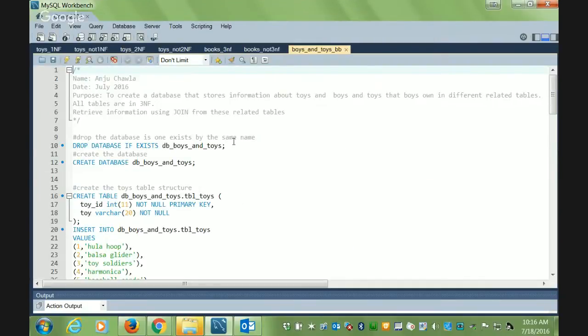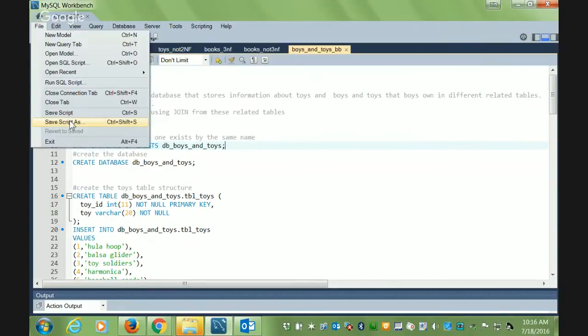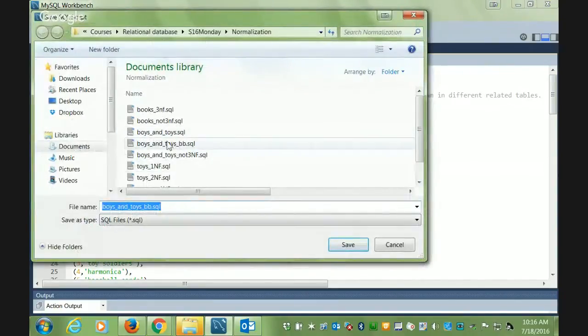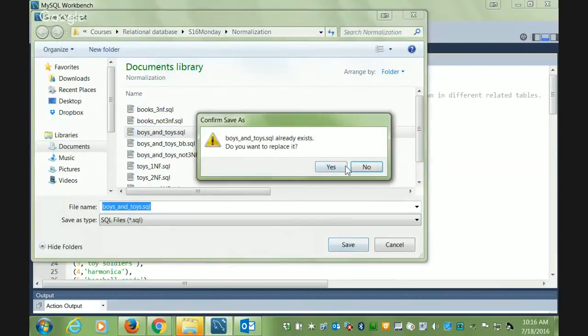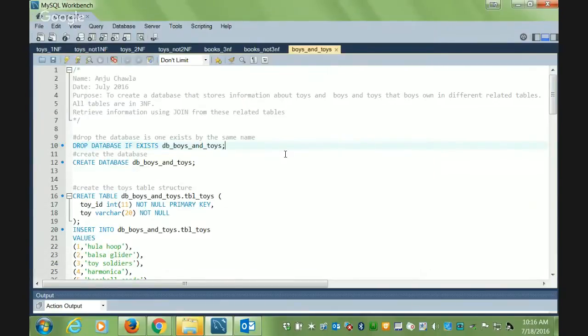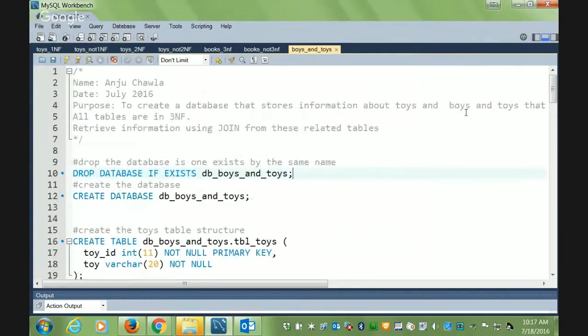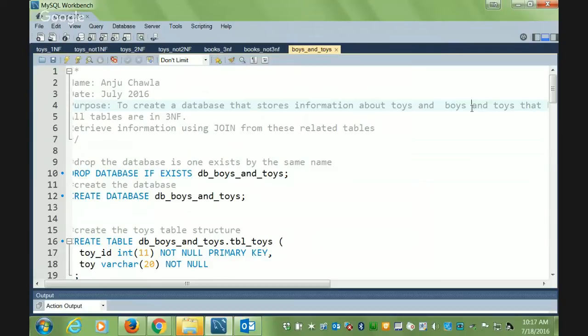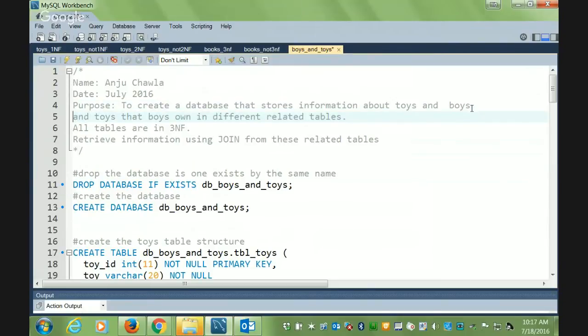And I'll save it as, okay, so that is just there. Now let's look at what it is and what we are trying to do. So now we have a database that is storing information about toys and boys, and what toys that boy has. It's kind of, again, toys and boys everywhere.